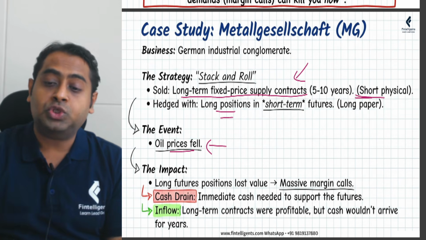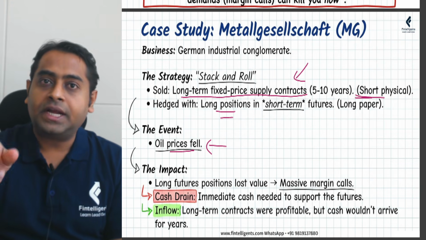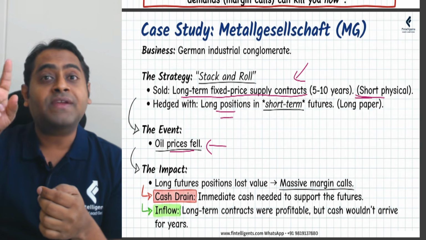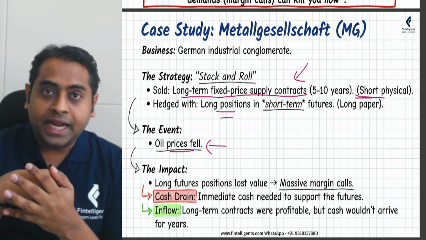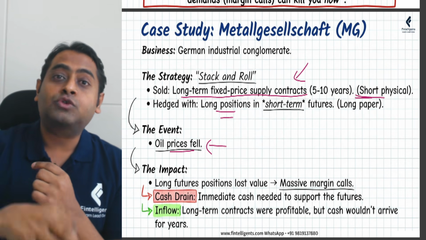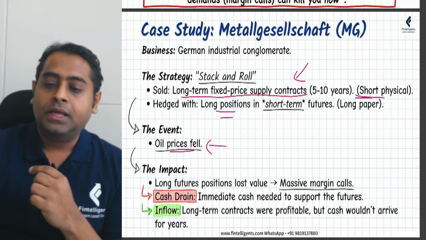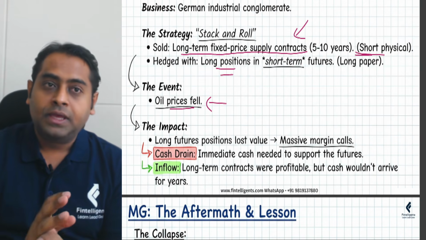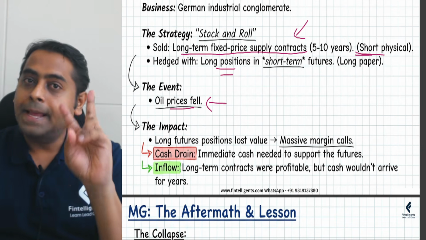They started getting margin calls and realized the original position was a forward contract, and that contract is not going to give you money immediately. It was a 5-year, 10-year contract, so the money that you're expecting on the forward contract is going to come after 5-10 years. But in the futures contract, the margin has to be paid today, because futures contracts are marked to market. So it led to a huge cash outflow from the company, and the long-term contracts were not giving them money immediately. This was the impact.